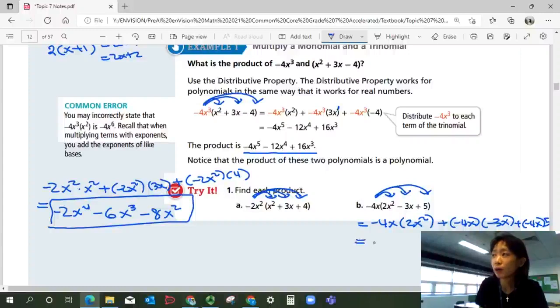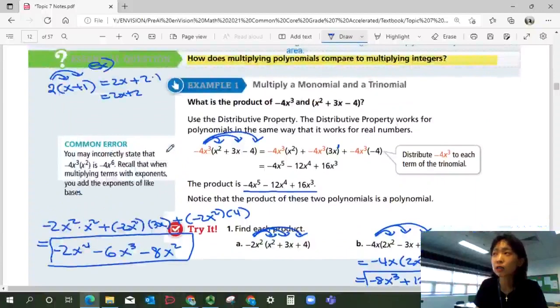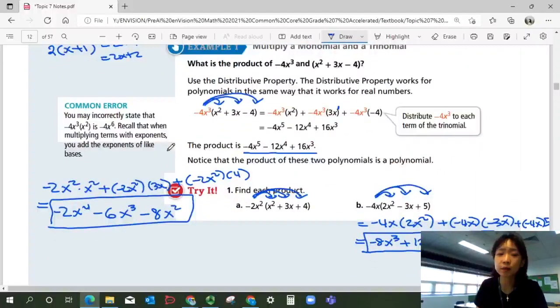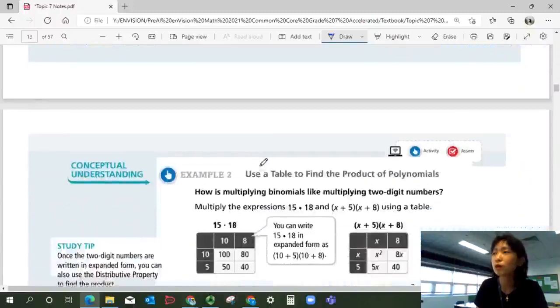And that will become negative 8x cubed. Negative times negative is positive, so plus 12x squared. And then minus 5 times 4, 20x. And that's already in standard form. Okay? Check your answers. That was example 1. Use distributive property to multiply them out.